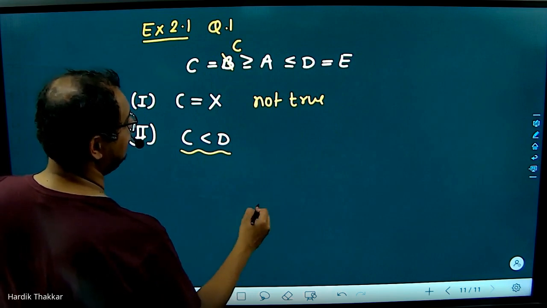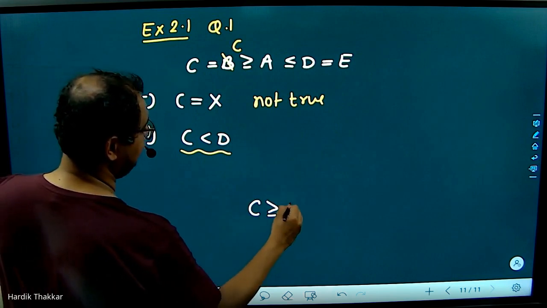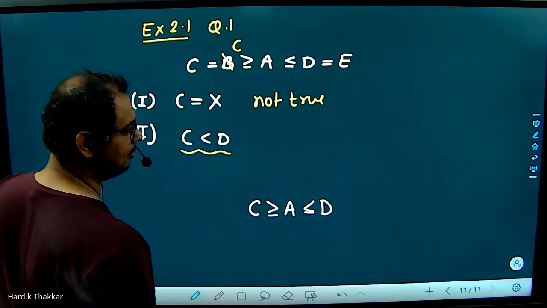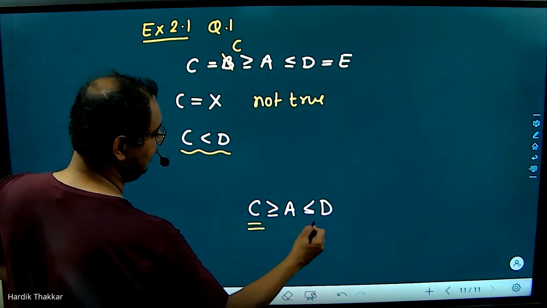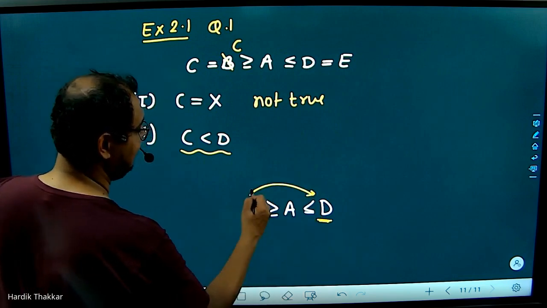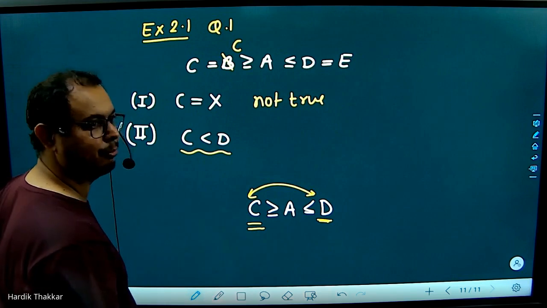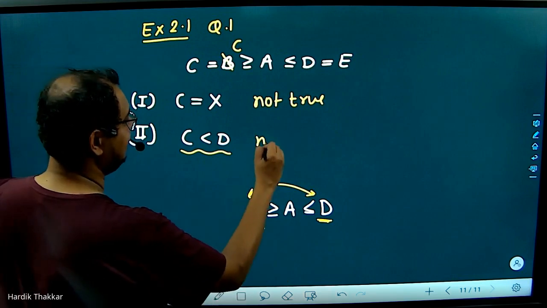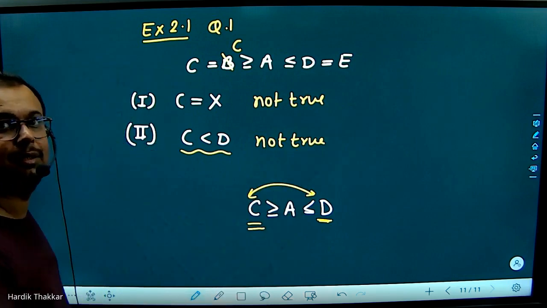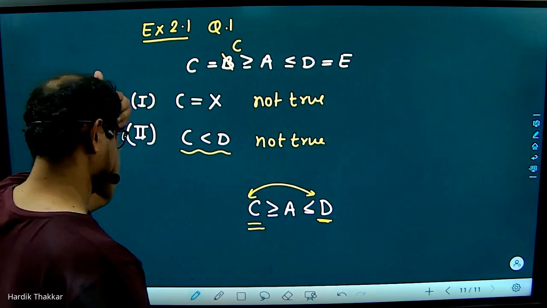Okay. Now this statement is C greater than or equals to A, and D is also greater than or equals to A. So here C and D both are greater than A, but there is no relation between C and D, whether they are greater or smaller. So this statement is also not true. This conclusion is also not true. Correct?